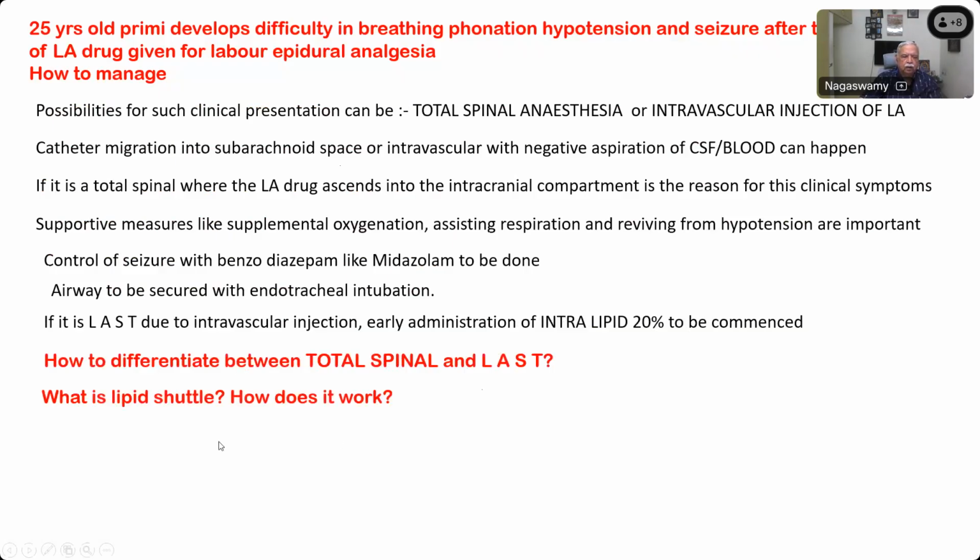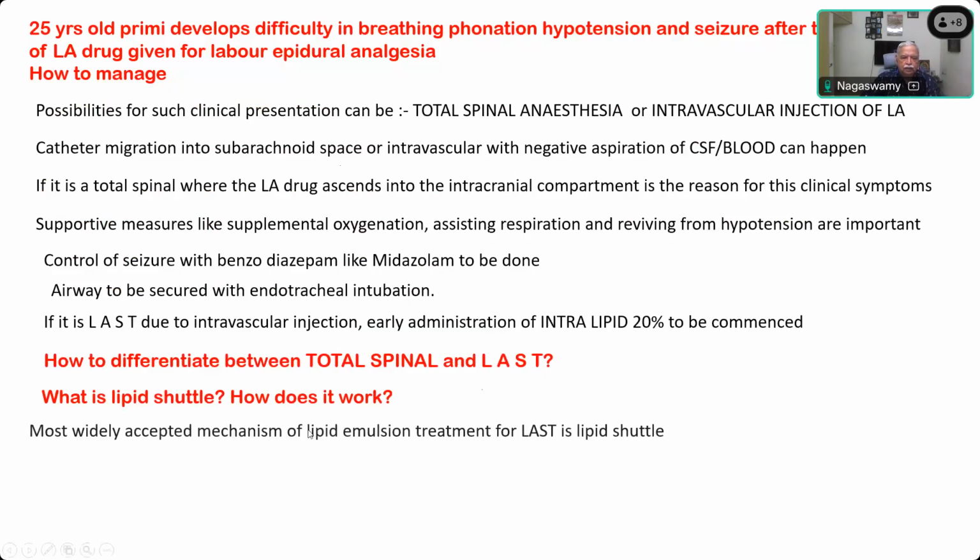Yes, sir. And what is lipid shuttle? How does it work? We heard of this terminology. Mentioned, sir, about intralipid, the dosage and all those things. The mechanism of action of lipids. They use a terminology called lipid shuttle. Lipid sink effect, sir. Yeah, lipid sink effect is the earlier terminology they were using.